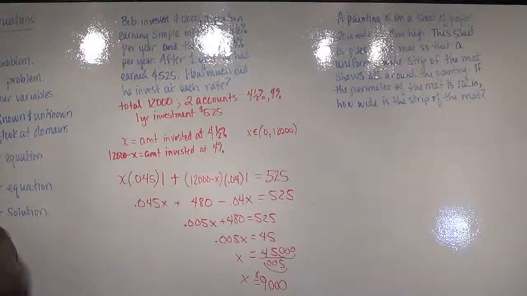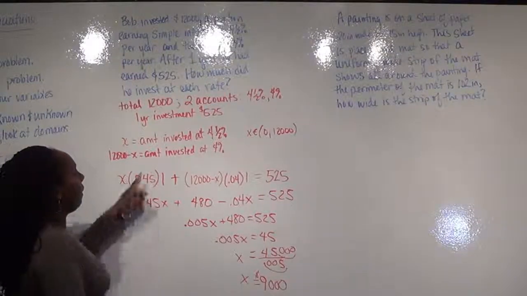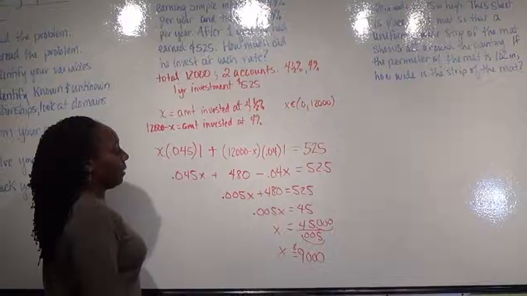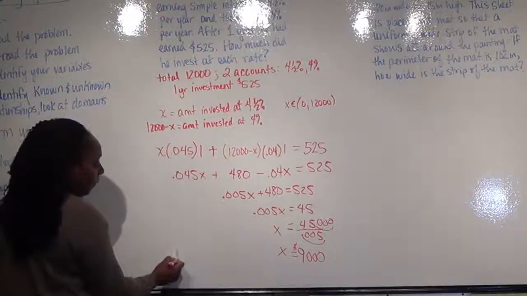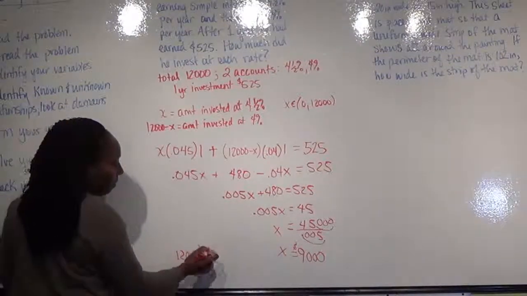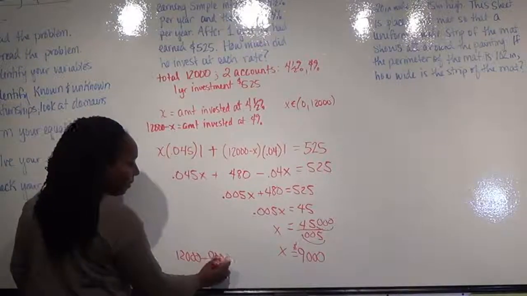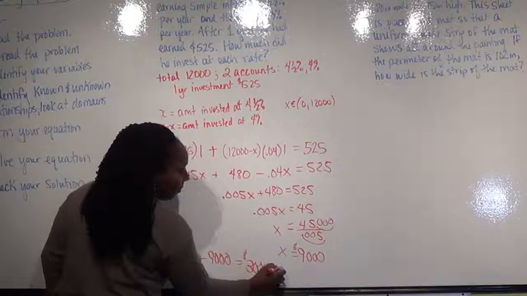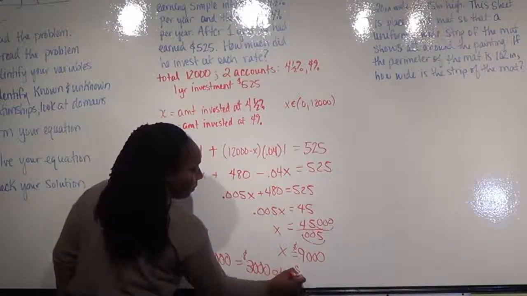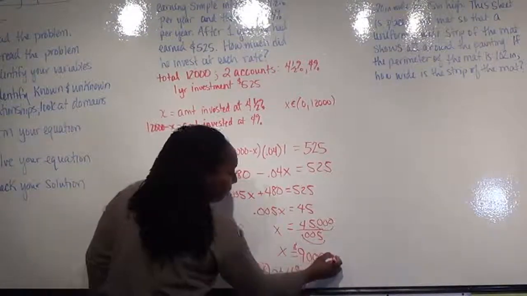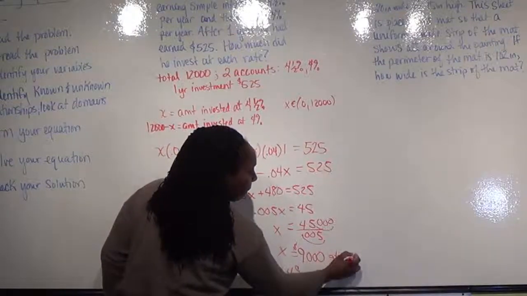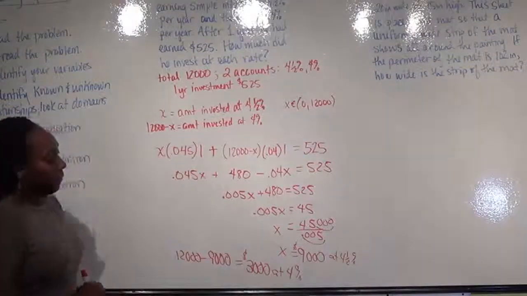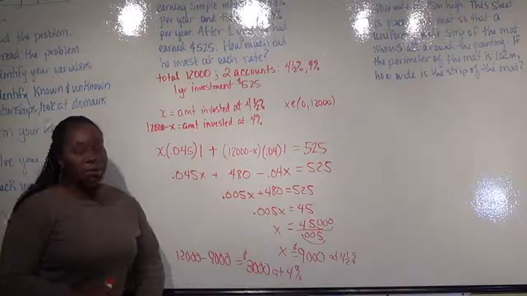Now, again, some people will stop here, but I'm not done. I still need to find the other amount invested. Okay? And so here, remember the 12,000 minus our X is the amount at 4%. Okay? So there's our two amounts.